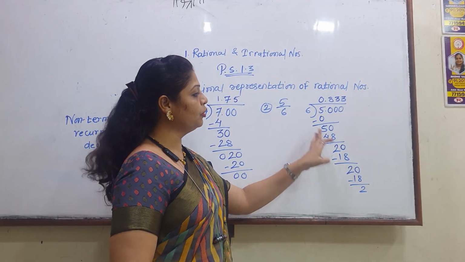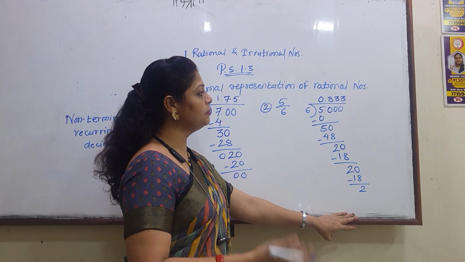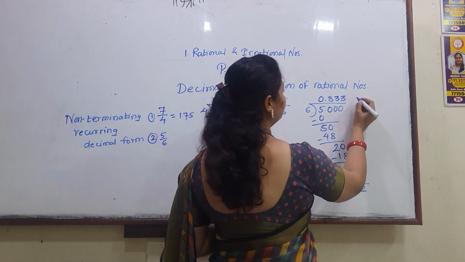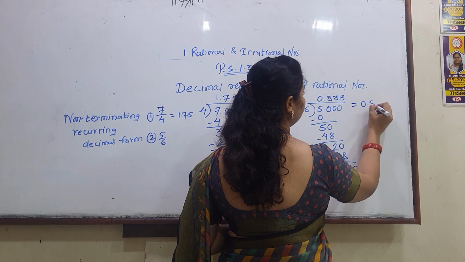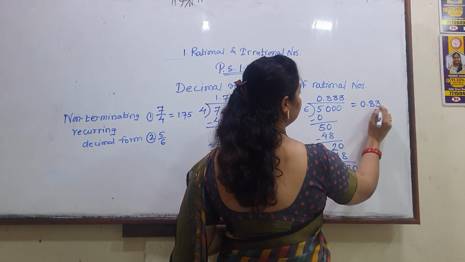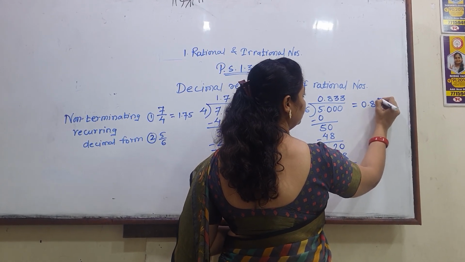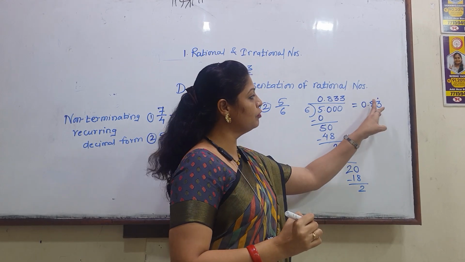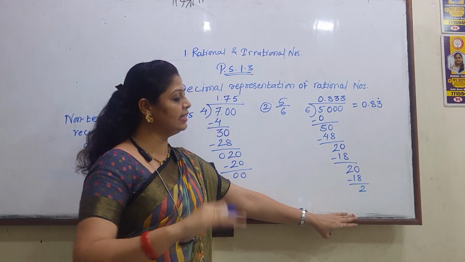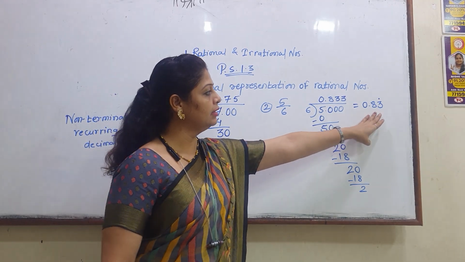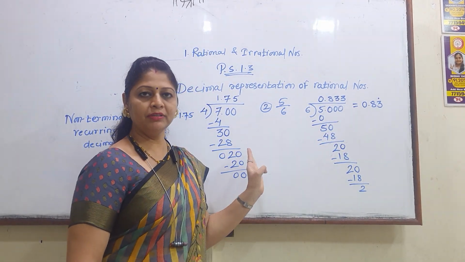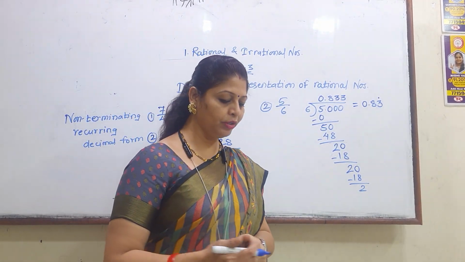It does not stop; 2 is continuously repeated here. Therefore, when we write the answer of this question, we write 0.83 with a dot above the 3 only, and because of that dot we know that the 3 is repeated again and again afterwards. So this is our answer. Understood, everyone? Now see, children, one more question is there.